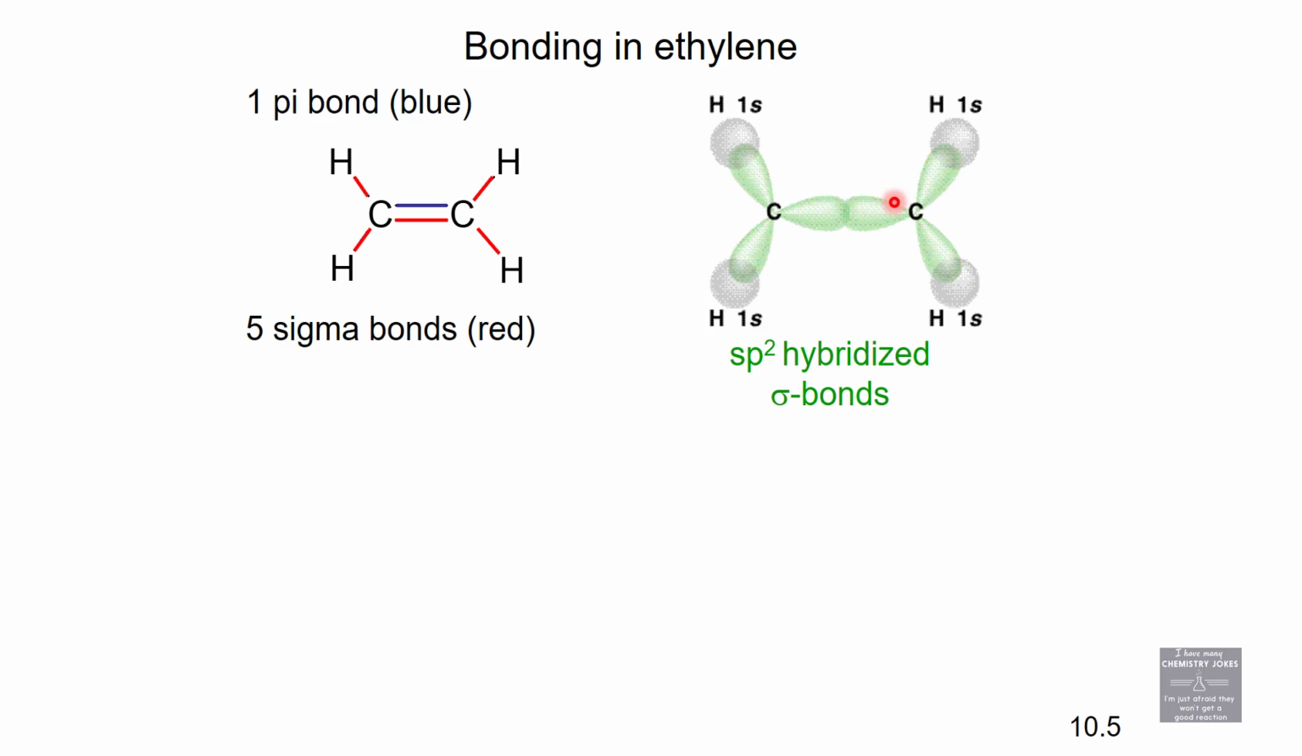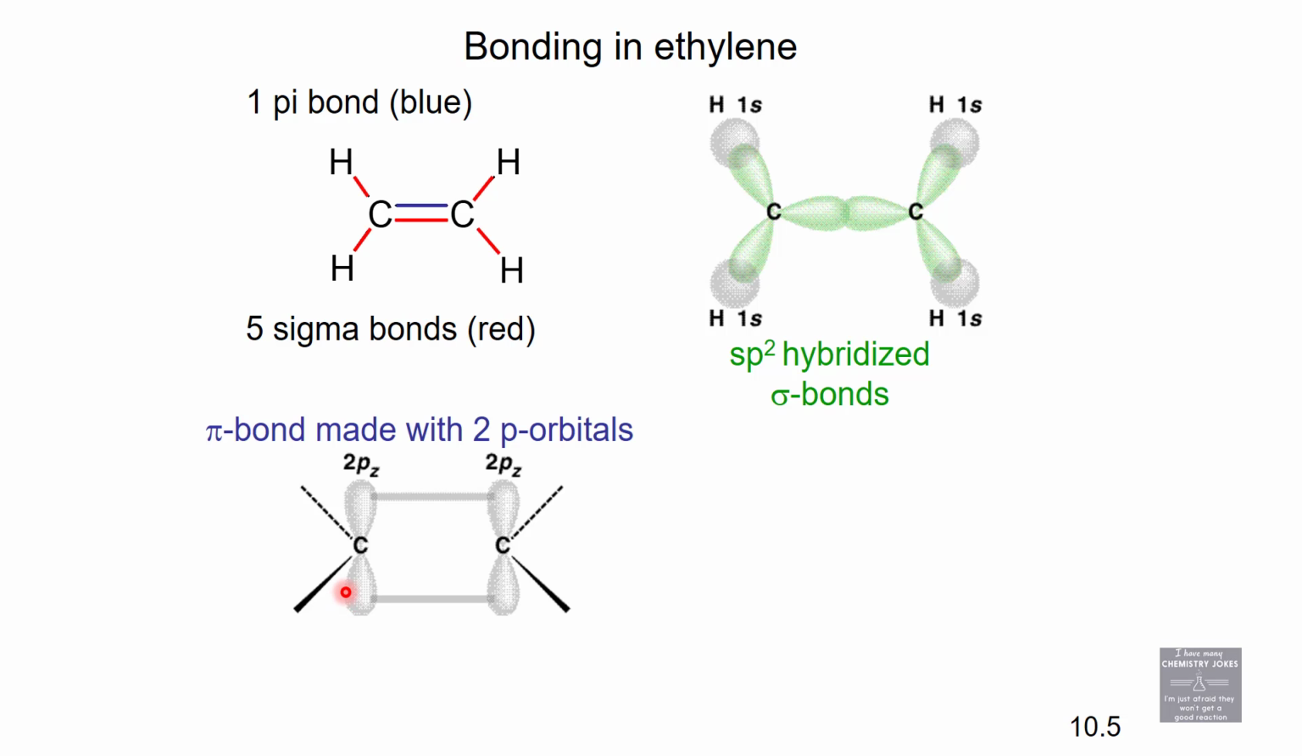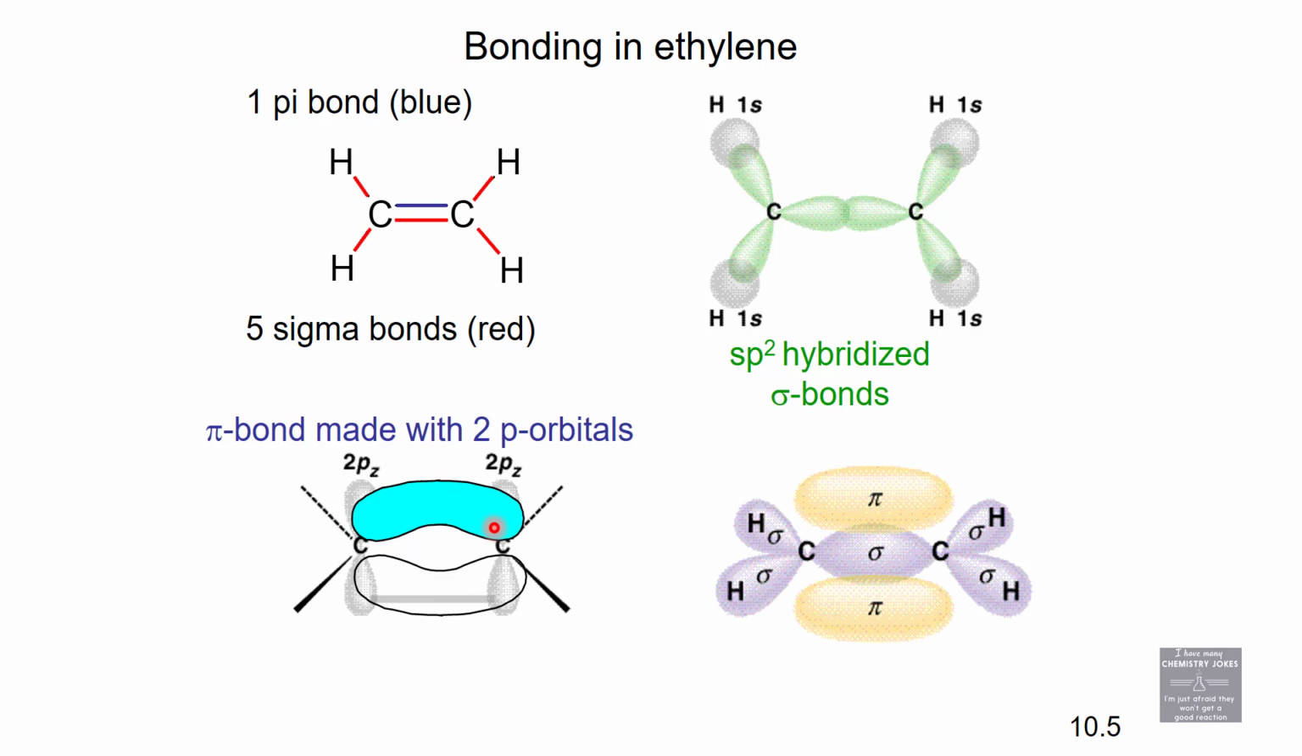Bonds that are made from direct overlap between atoms are called sigma, and you use hybrid orbitals to make sigma bonds. You use unhybridized p orbitals to make pi bonds. Pi bonds have overlap above and below the plane of the molecule. So here's a combination of all the orbitals to see how bonding in ethylene actually looks.